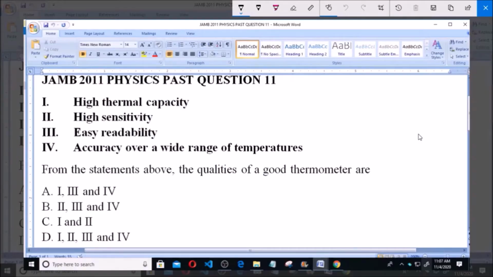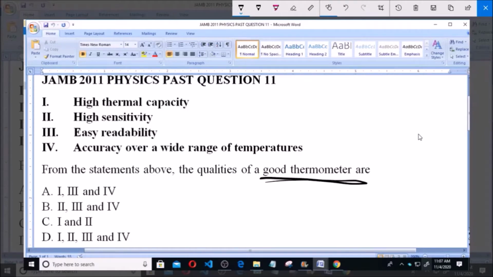Hello and welcome. I will be answering Jamb 2011 Physics Past Question 11. You have 4 items listed here, or 4 properties: high thermal capacity, high sensitivity, easy readability, accuracy over a wide range of temperatures. Now the question is, from the statements above, the qualities of a good thermometer are A. 1, 3 and 4, B. 2, 3 and 4, C. 1 and 2, D. 1, 2, 3 and 4. So you have these 4 properties here, and which of them can be described as qualities of a good thermometer?